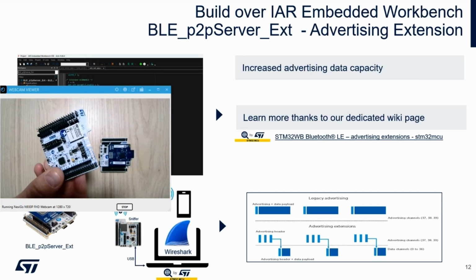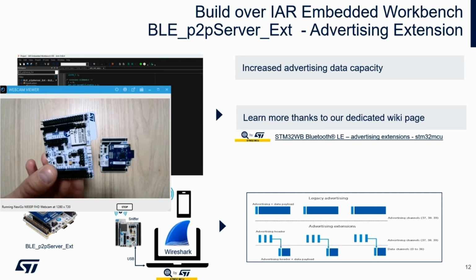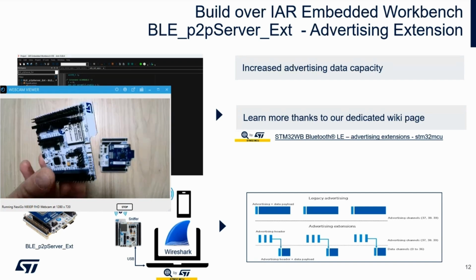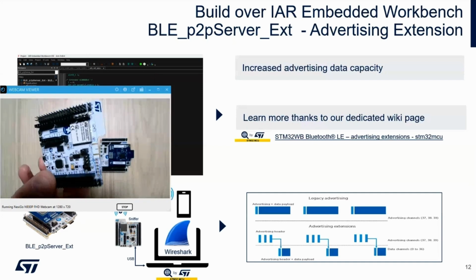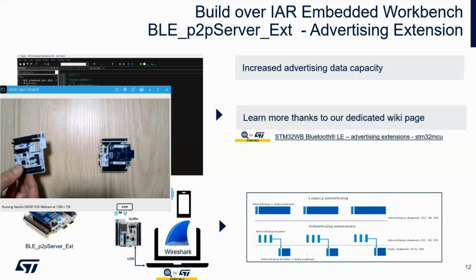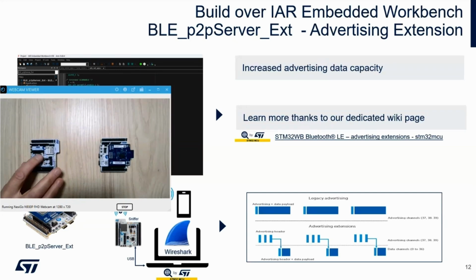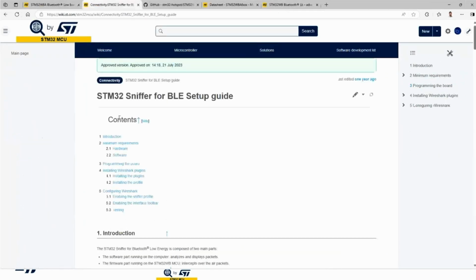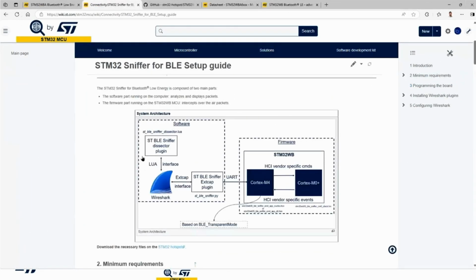BLE sniffing. Of course, this is for $10, so you will not gain the same capabilities as a robust Teledyne or whatever $10K stuff. But for $10, you can sniff and you can see traffic over the air. So here I already flashed in my board the needed material. And again, if you go to our wiki page, you will find the needed material and instructions to see how to set the WB in a sniffer mode.